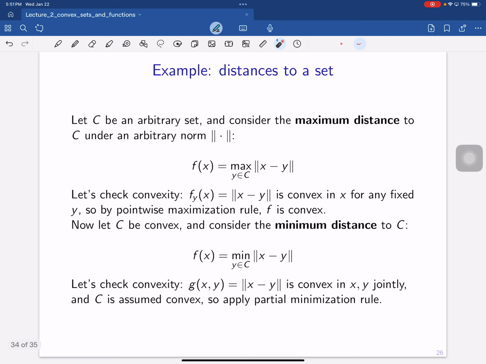So these are two examples to use the properties we just covered. I'm slightly running out of time, so maybe you could read it after class, right? So if C is an arbitrary set, you consider the max distance, then you could use the pointwise maximum rule to show that f is convex. And then if you use the minimum rule, then you can show this function is also convex. Okay.